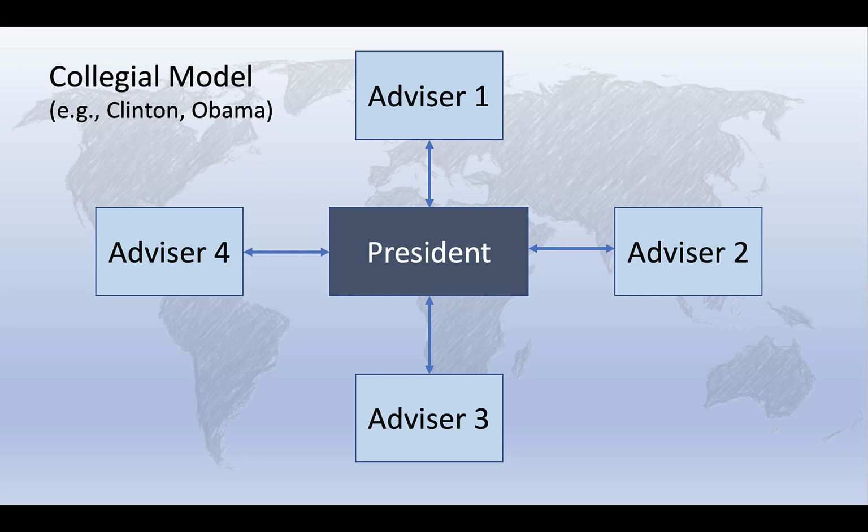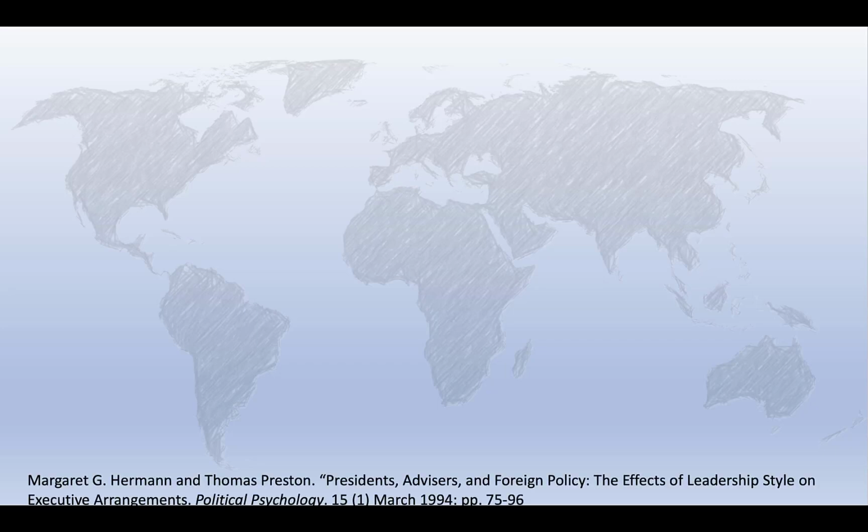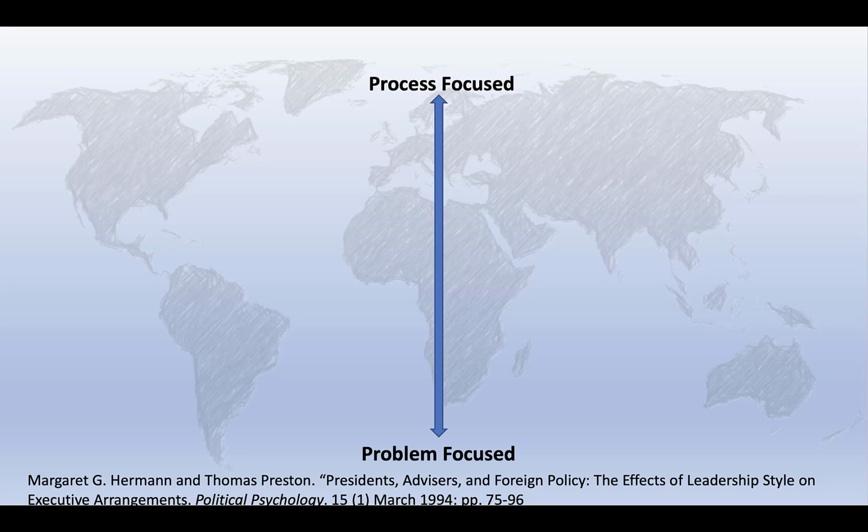Next, let's look at some of the work of scholars like Margaret Herrmann and Thomas Preston. Their work explains how a president's leadership style might affect the work of their advisors. In their classic article, President's Advisors in Foreign Policy, Herrmann and Preston classify presidential orientations along two axes. The first axis is the president's interest and involvement in the foreign policy process itself.